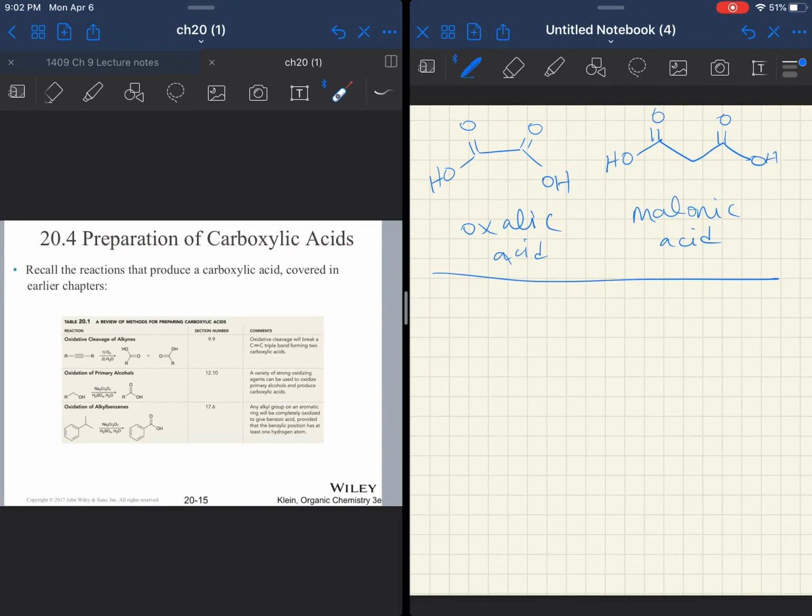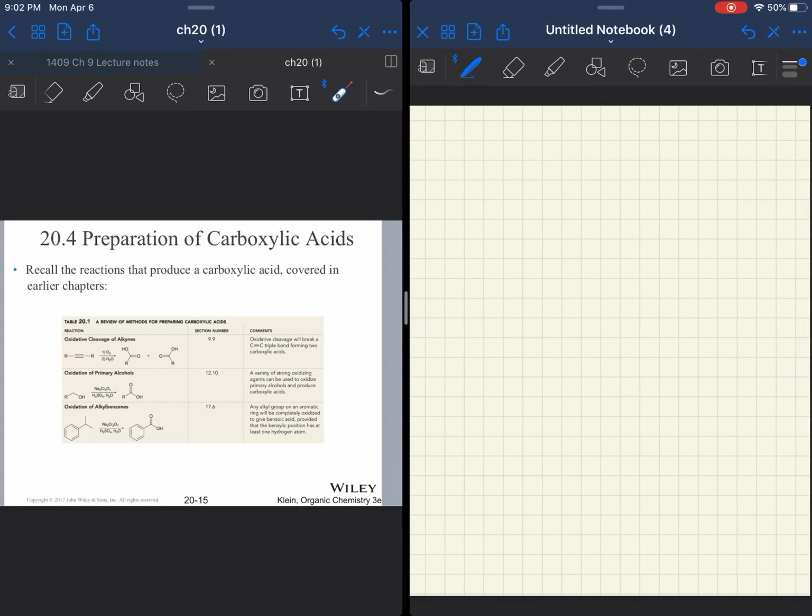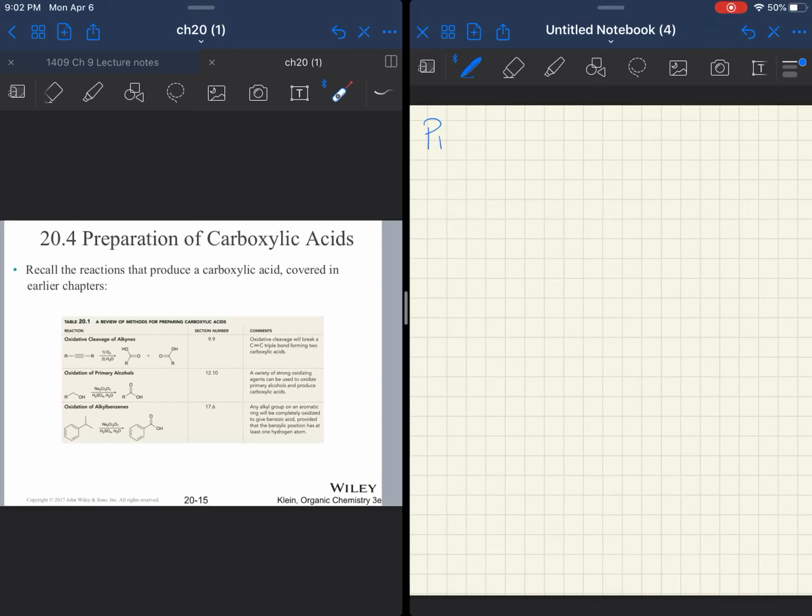Now, where we're going to wrap up here is just a very quick review of preparation of carboxylic acids. Several of these reactions are old Organic 1 or just from earlier in the semester. Let's start on a new page here. You have ways to make carboxylic acids already in your toolbox.